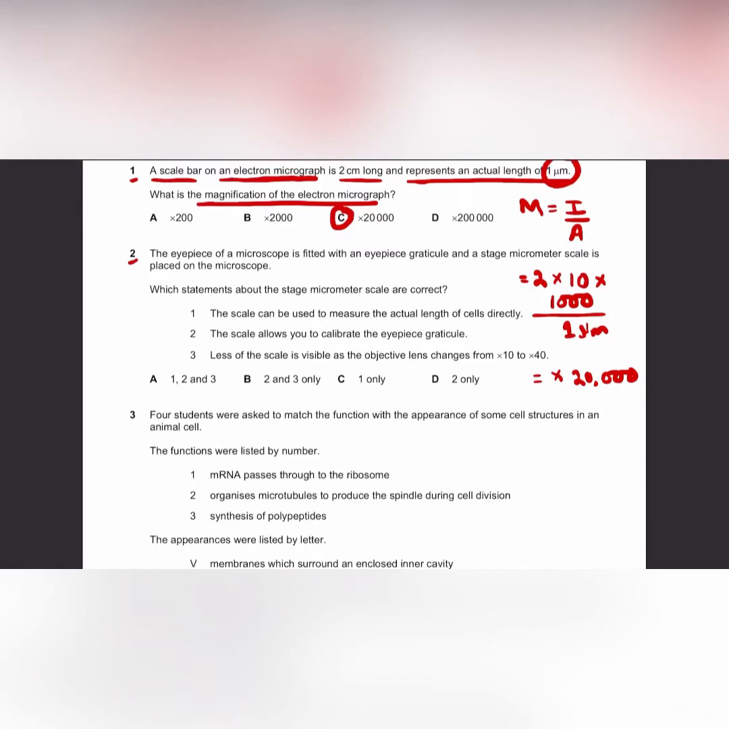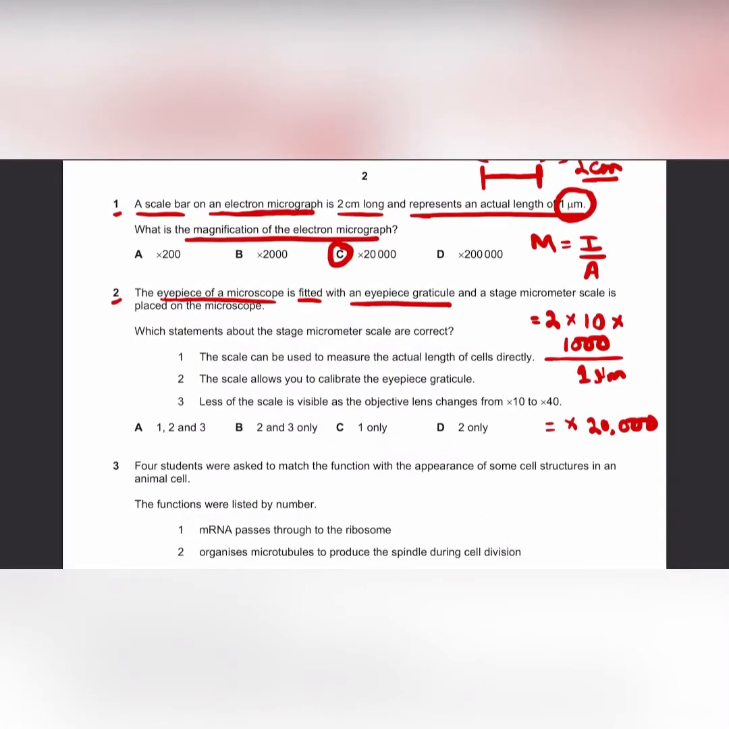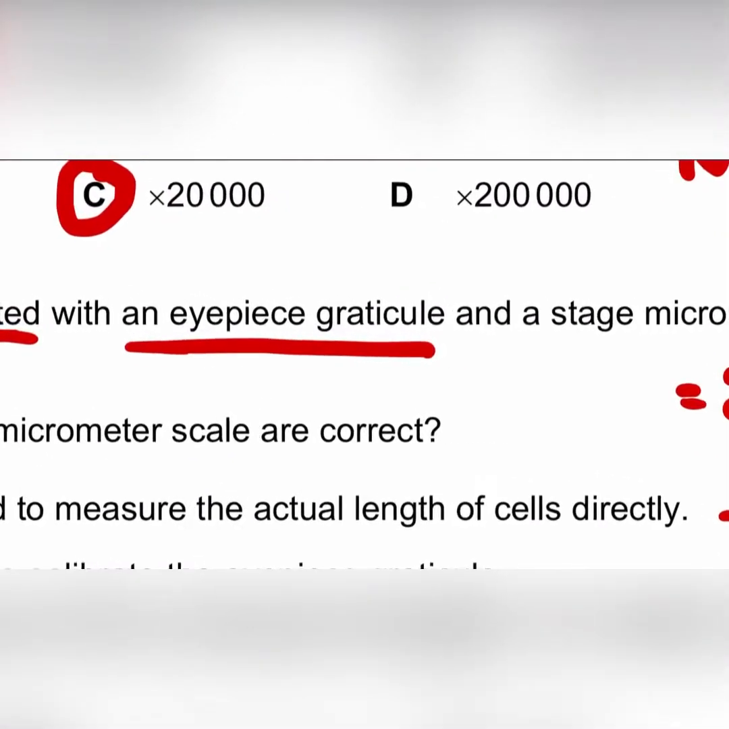Okay, let's move on to the second MCQ. This is a very good MCQ. The eyepiece of a microscope is fitted with an eyepiece graticule. So what is meant by this statement? The eyepiece of a microscope is basically the part of the microscope through which we view the specimen. It is the topmost cylindrical part of the microscope through which we can see an image. So in the eyepiece, a scale is fitted which is known as eyepiece graticule scale. You all know about this scale and you might have used it various times in the lab.